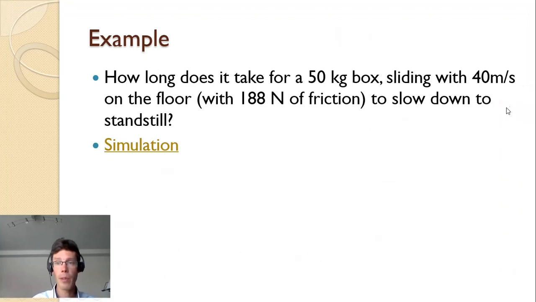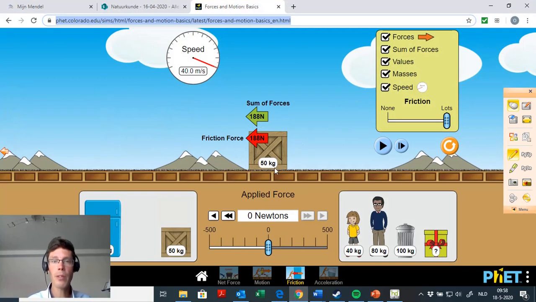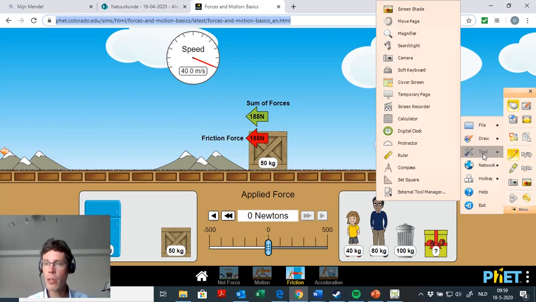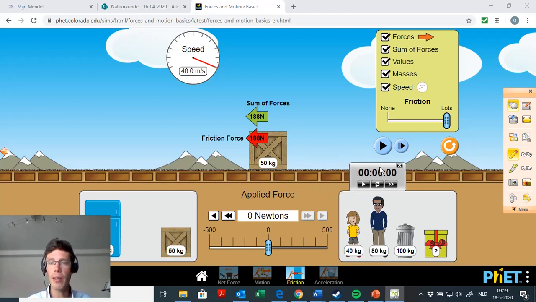Okay, so we're going to use the simulation to see if this gives us the correct time. So let's leave PowerPoint and go to the simulation. Now you see here the crate with 50 kilograms, and I've already given it a speed of 40 meters per second. As soon as I start play, the box will start sliding and the force will start slowing it down. So we can take a look at the speedometer to see the speed. And I'm also going to use a little timer to be able to measure how long it will take.